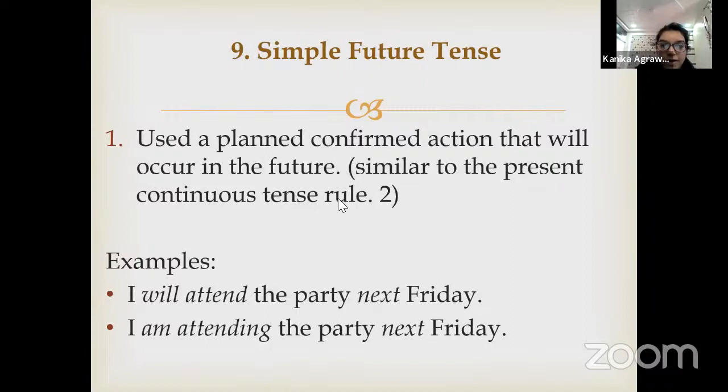Okay. So the simple future tense is the same as the present continuous tense rule number 2, which is: I will attend the party next Friday. I am attending the party next Friday. Will attend, am attending. Okay. Like, you know, in the future you are doing this thing, right? So the simple future tense deals with that only. Some action which you will be doing in the future. Got my point?